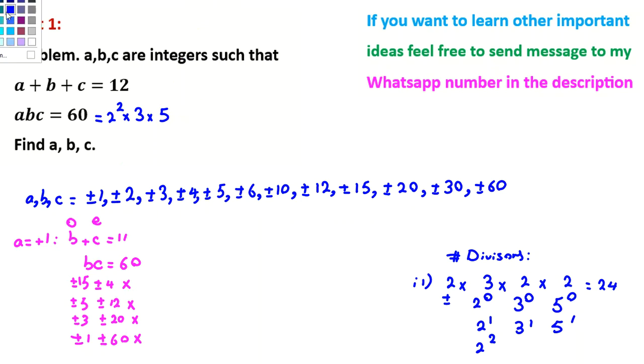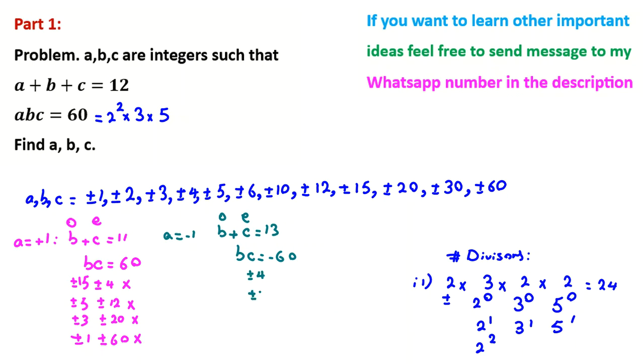Now if a is negative 1, then b plus c is negative 1 plus... you can add 1 to both sides, so b plus c will be 13, and bc is negative 60. Again, one of them is even and one is odd without loss of generality, and the even one should be a multiple of 4 again. Here plus or minus 4, 12, 20, 60, but because the product is negative, one will be negative and one positive.